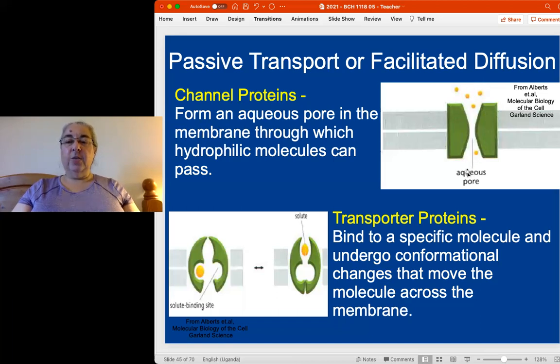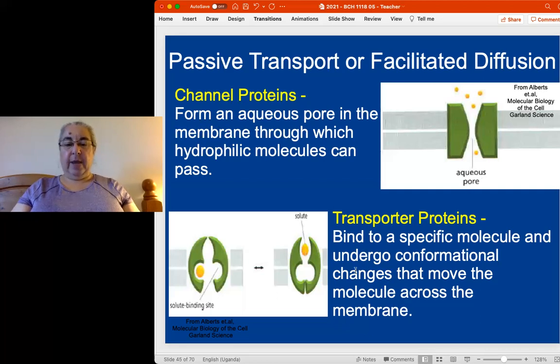Okay, so this is a way that hydrophilic small molecules can pass through the membrane. They stay dissolved in water. They don't have to go through the hydrophobic lipid part of the membrane. They stay dissolved in water, but can pass from one side of the membrane to the other.